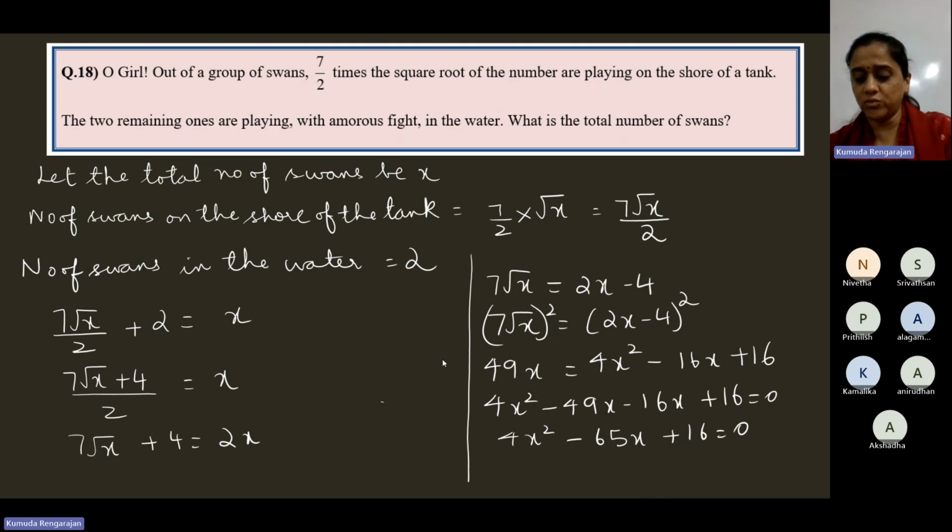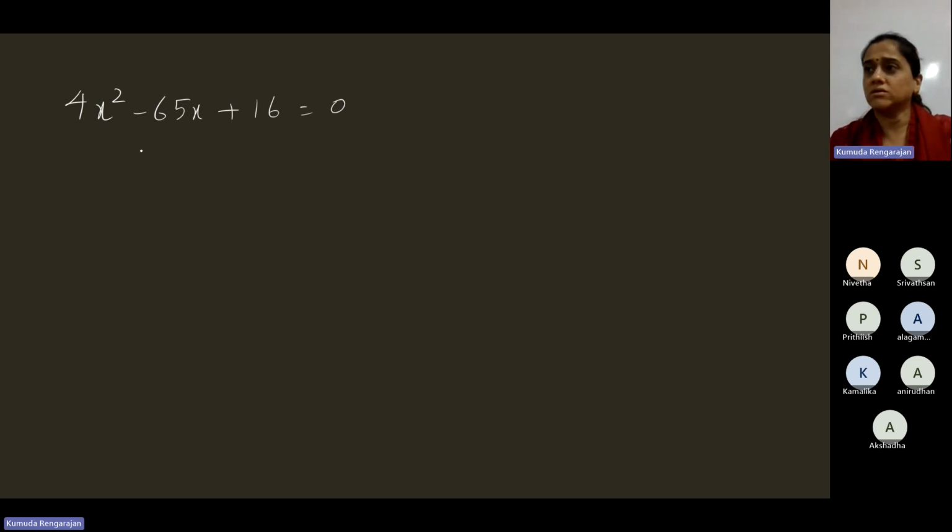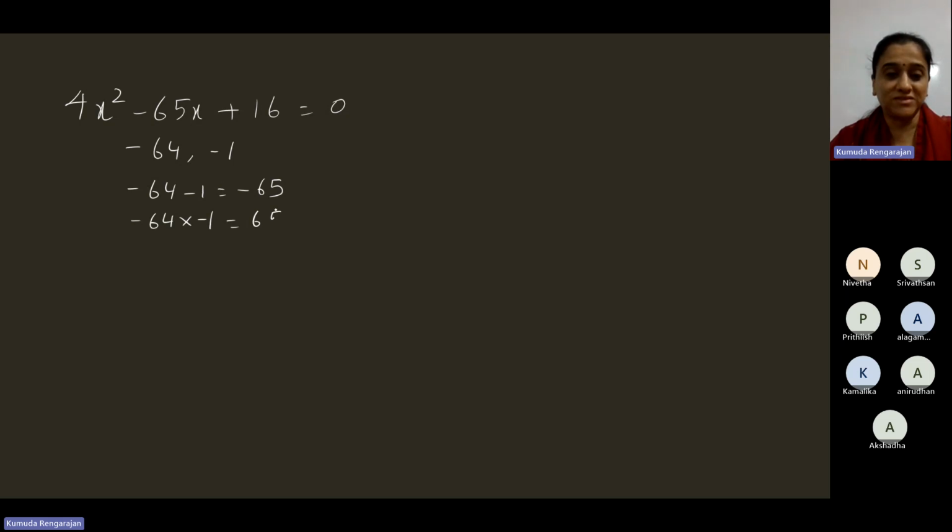The equation is 4x squared minus 65x plus 16 is equal to 0. So the two numbers are minus 64 and minus 1. Minus 64 minus 1 is minus 65. And minus 64 into minus 1 is plus 64.